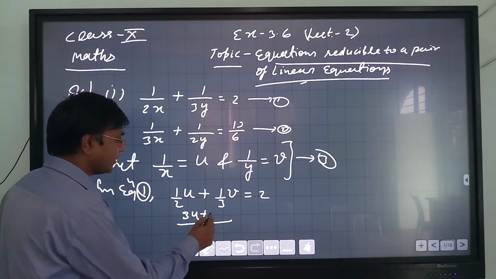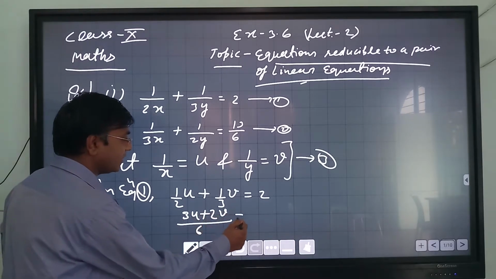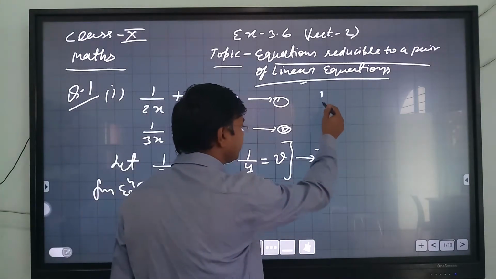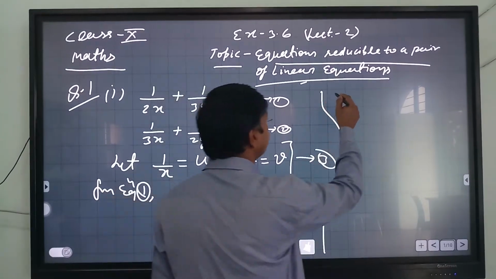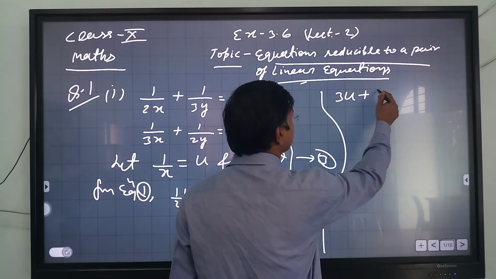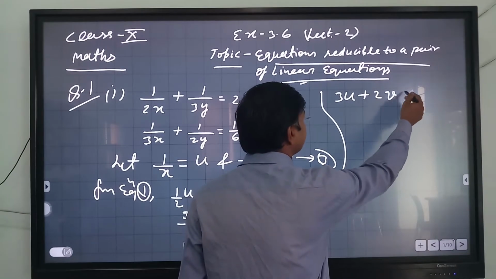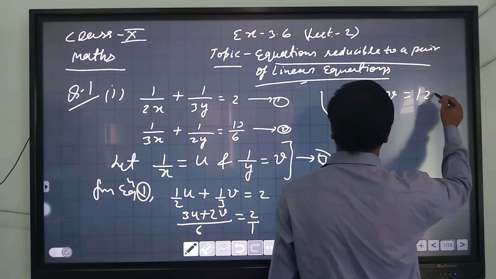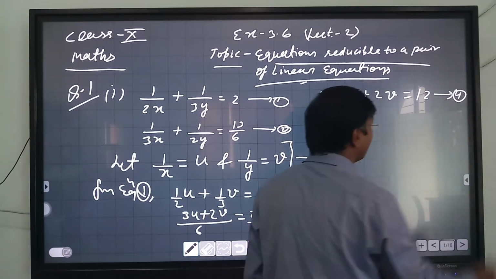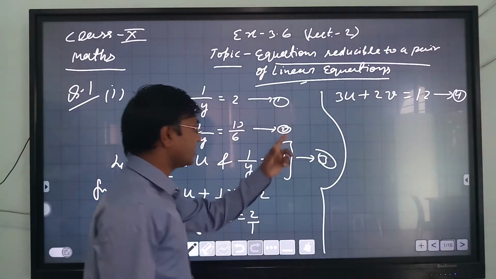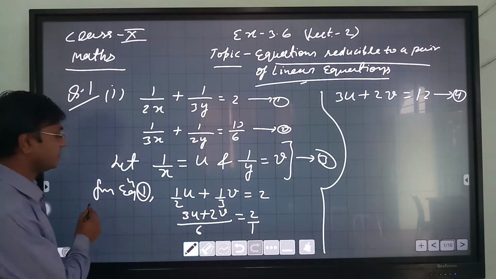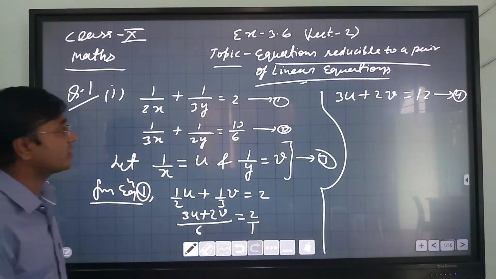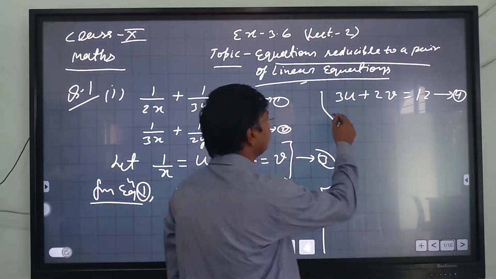So this is 3u plus 2v upon 6 equals 2, and by cross multiplication we will get 3u plus 2v equals 12. This is equation number 4, right? So this has come from equation first. See, from equation first we have obtained equation 4.